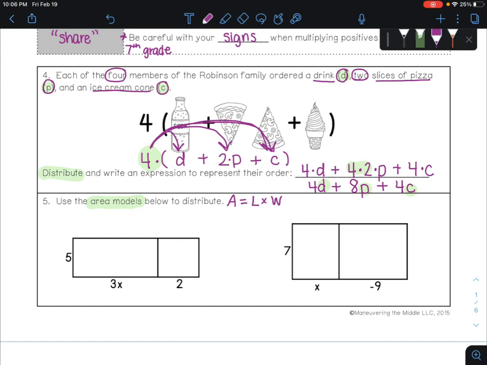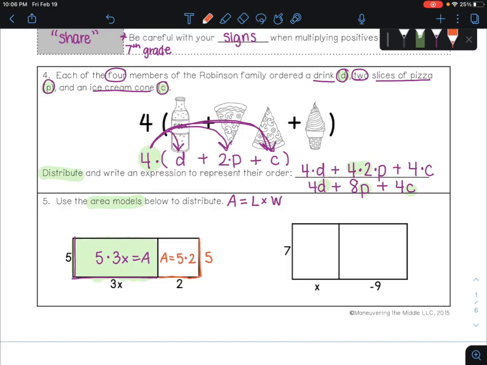So here we have this rectangle that's really made up of 2 pieces. One of them is 5 by 3x, meaning 5 times 3x is its area. The other is 2 by whatever this side is. Remember, if we go across the rectangle, those 2 sides are the same. So this is also 5. So it's going to be 5 times 2.